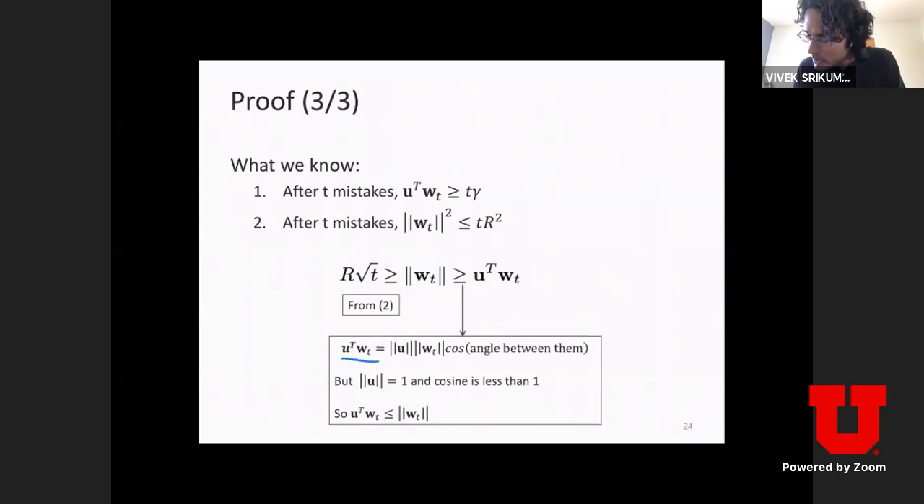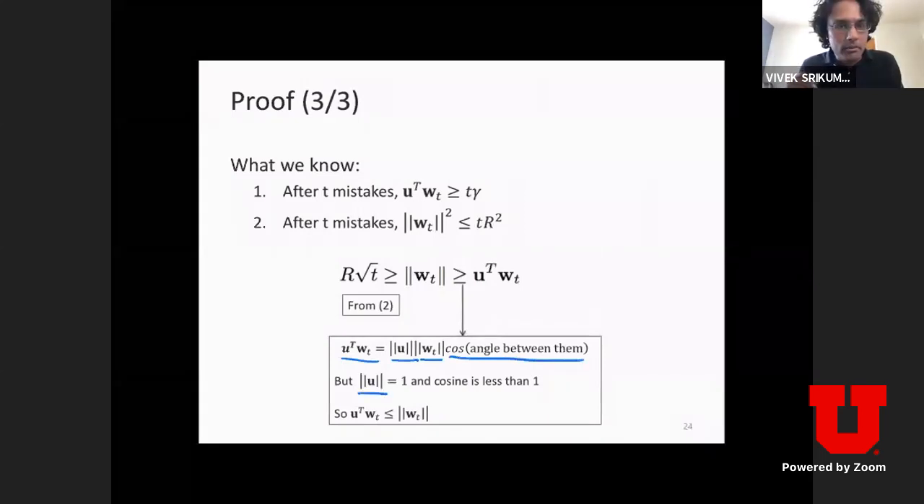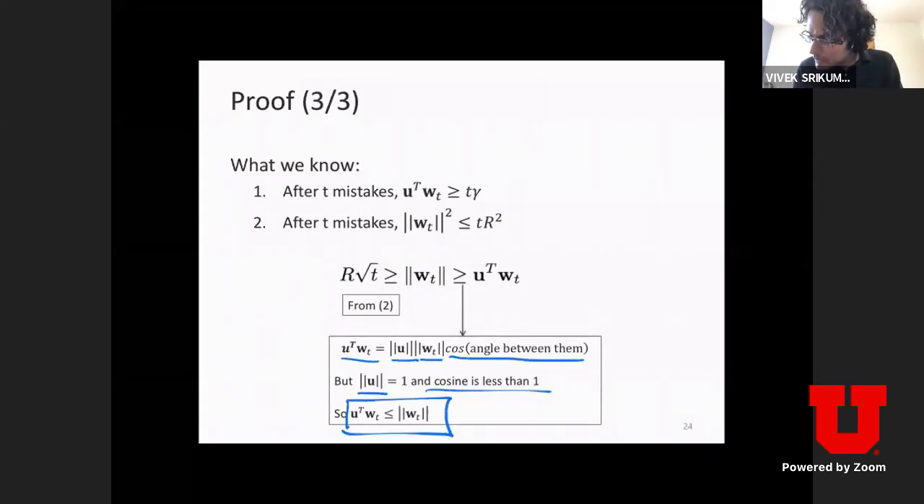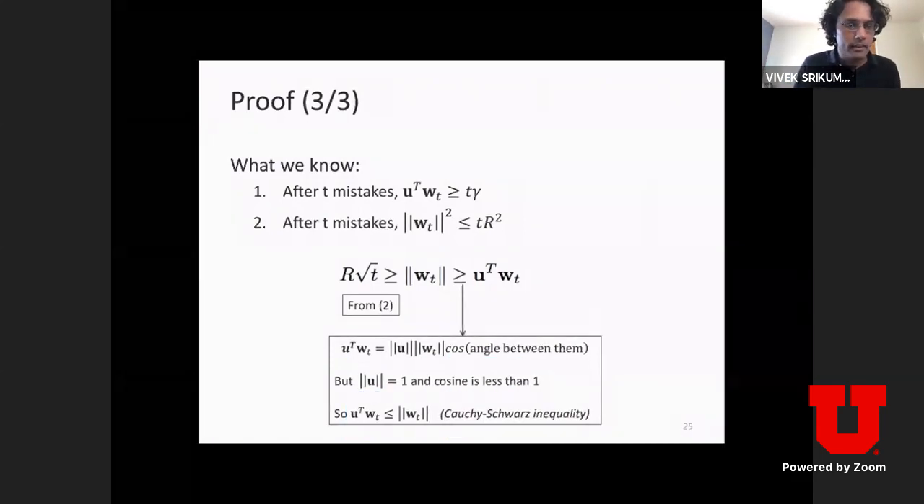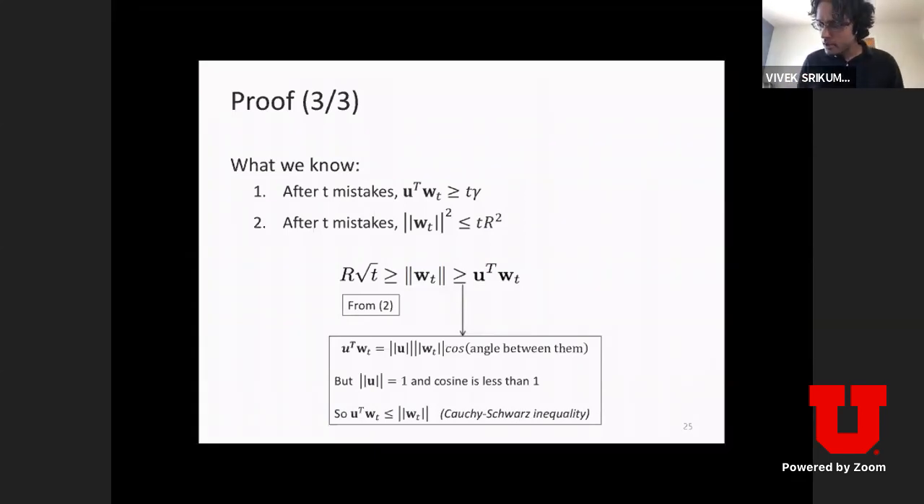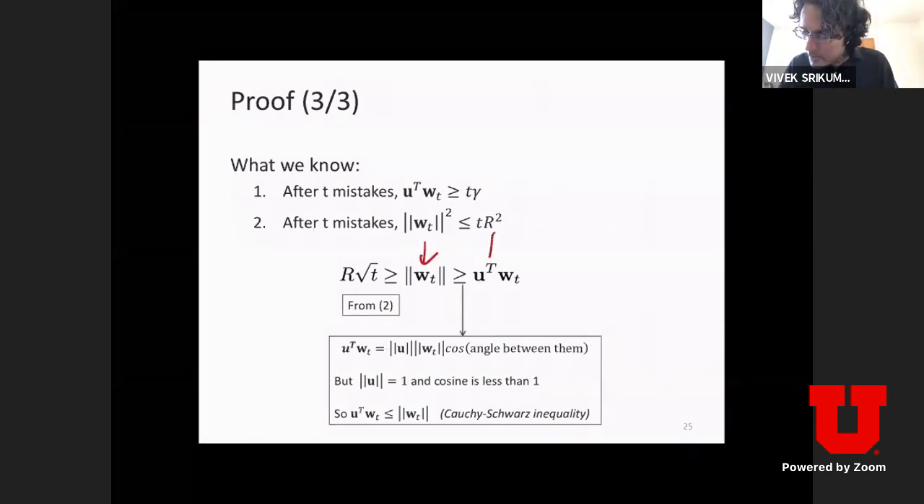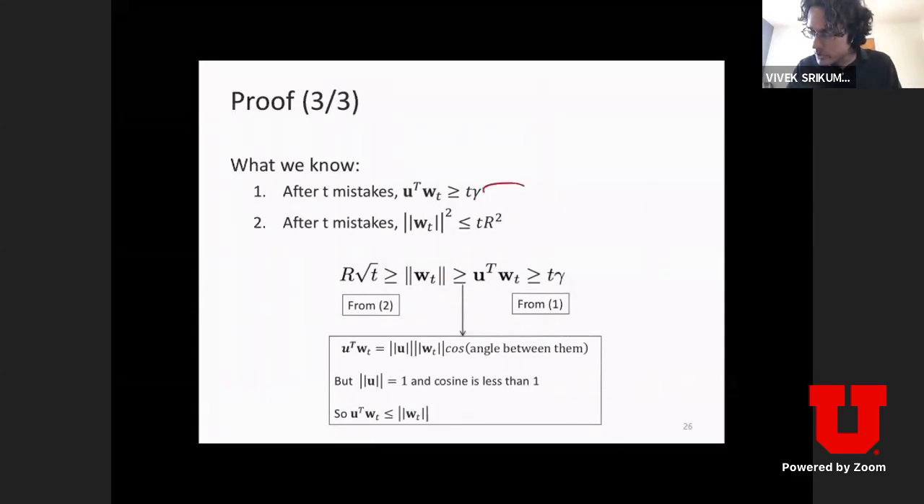Why is that? u transpose w_t is equal to the length of u times the length of w_t times the cosine. But the length of u is 1, and the cosine is less than 1, which means u transpose w_t is less than or equal to the length of w_t. Those of you who have seen this with another name might recognize it as the famous Cauchy-Schwarz inequality, but you don't have to think about that if you've not seen it before. So the length of w_t is greater than or equal to u transpose w_t. But we know something about u transpose w_t. u transpose w_t is greater than or equal to T gamma. That comes from here. This is this inequality, and the middle one is because of the properties of dot products.